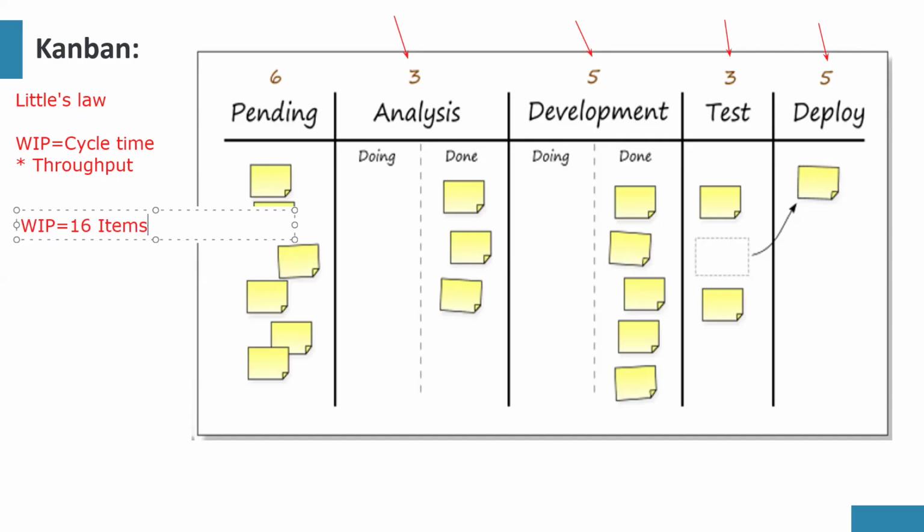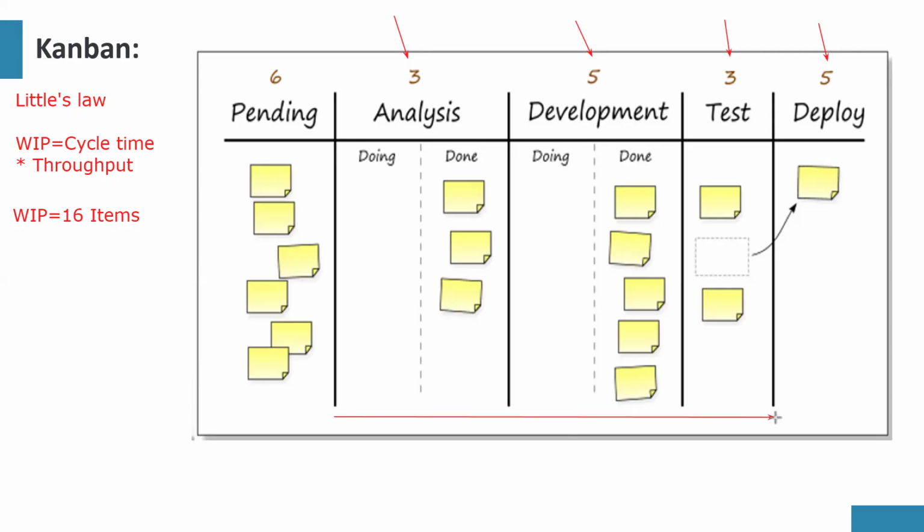16 items, right? And what is your cycle time? Your cycle time is the time it takes from when an item starts in your workflow till you deploy. That's your cycle time. And for example, your cycle time could be 2 weeks.